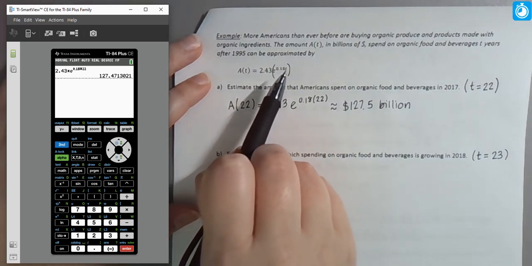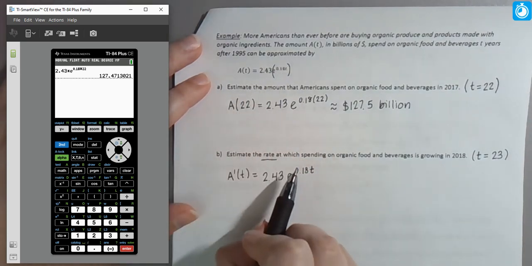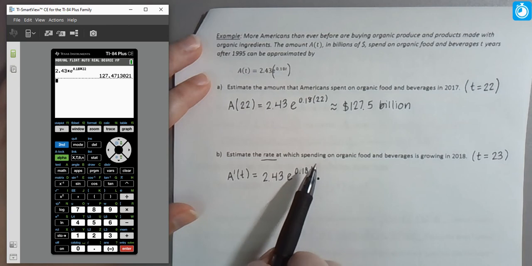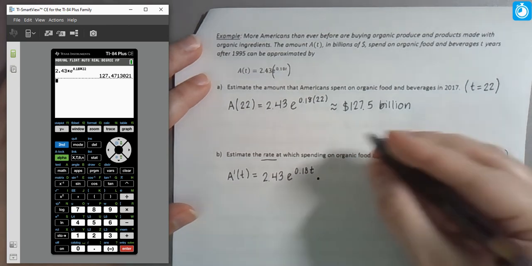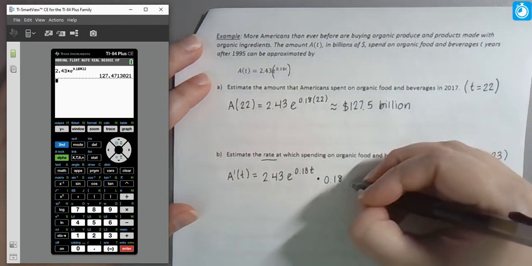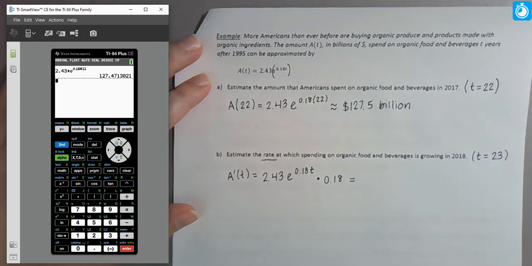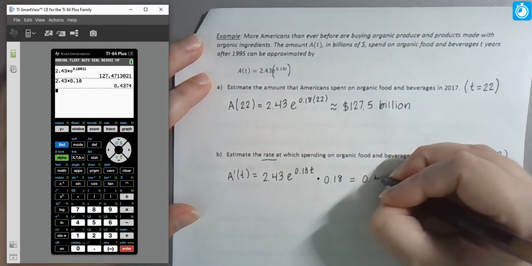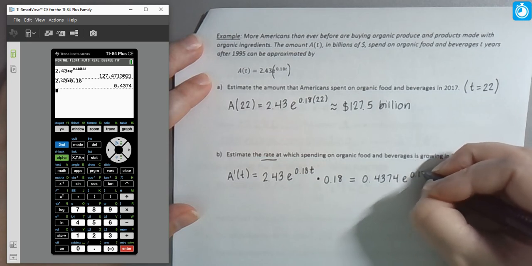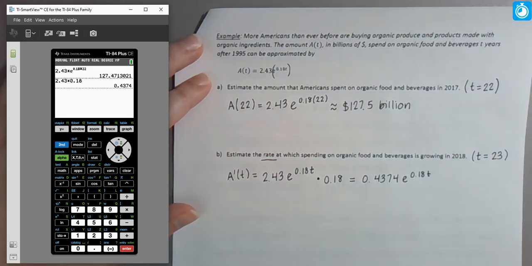But because we have a little bit more going on inside our exponent, we know we also have to multiply by the derivative of that inside function. So it's just power rule in that case. We have t to the first power, so bring down your exponent and then decrease it by 1. So that's just going to give us 0.18. So now we can multiply our constants together. So 2.43 times 0.18. That's going to give us 0.4374, and that is going to be our coefficient on e. There we go. So there's our derivative.